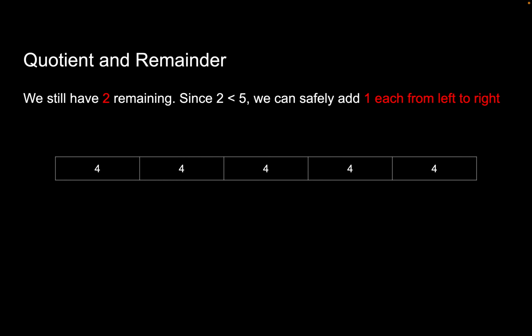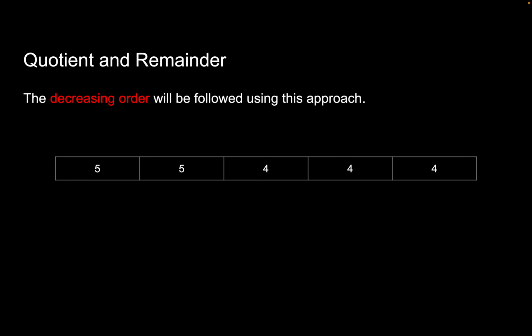We still have 2 remaining, and the cool thing is that since 2 is less than 5, which is k, it's not going to overflow, so we can safely add 1 node each from left to right. This will also ensure that we do not break the requirement that the difference in sizes must be a maximum of 1. The decreasing order will be followed using this approach.